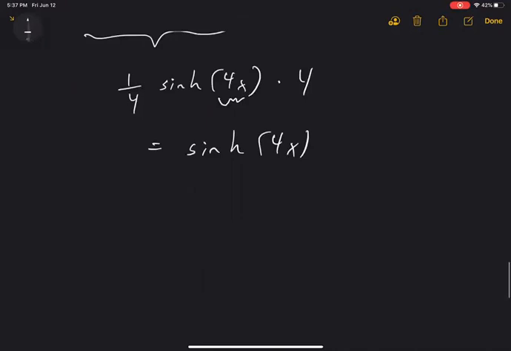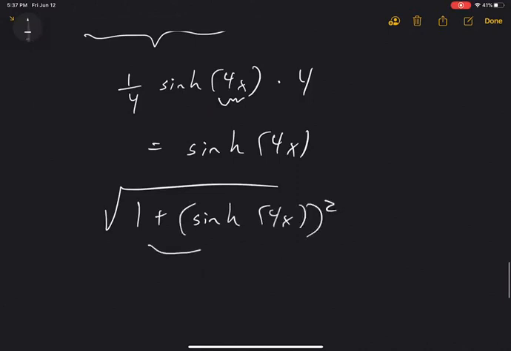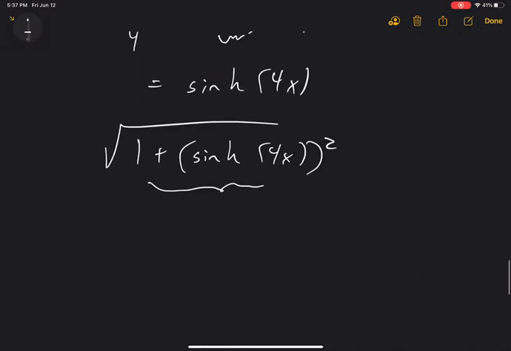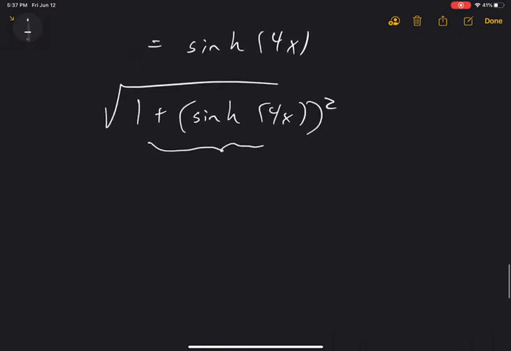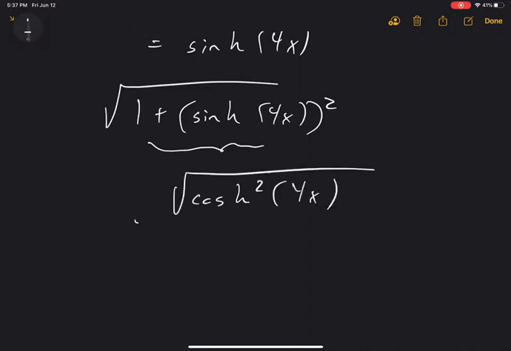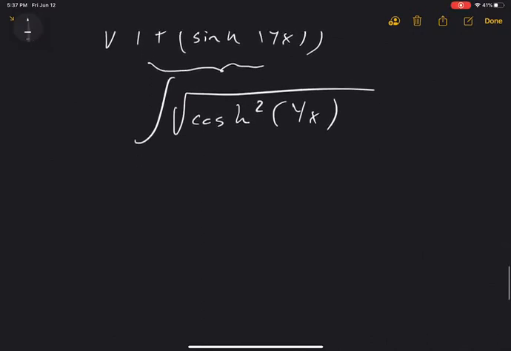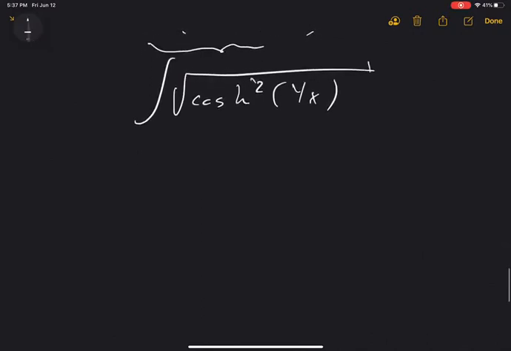And then in our integral, we put 1 plus sinh of 4x squared. And then there's an identity. So look up the hyperbolic sine identities. And I think this is just equal to cosh squared. But again, look that up for yourselves. So you should probably end up with an integral of something like this. And then the square and square root should cancel. And you'll have something like cosh of 4x.